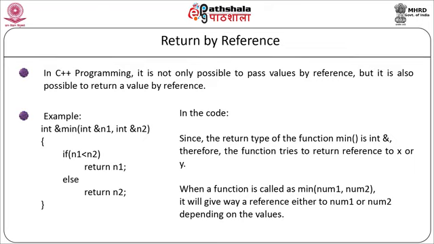We will start with the body of the code. If n1 is less than n2, then return n1, else return n2, and our code will end. Now in the above code, since the return value of the function minimum is an integer reference, the function tries to return a reference to x or y. When the function is called as minimum(num1, num2), it will give a reference either to num1 or to num2 depending on the values.